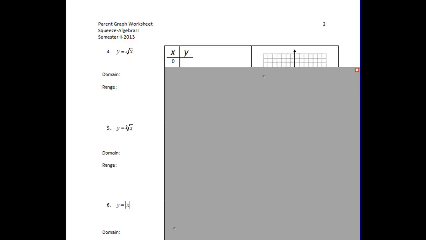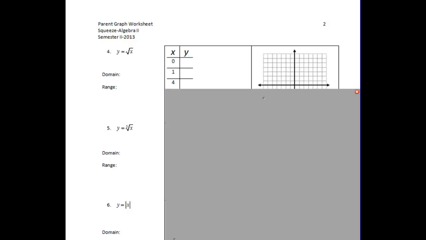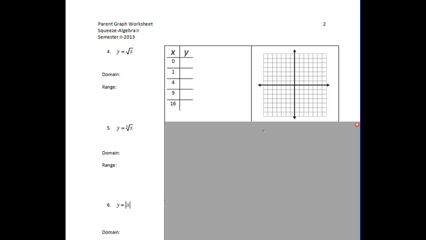So I'm going to make sure I pick good numbers, numbers that I can square root. Well, the first number I can square root is 0. The next one I can square root is 1. Next one is 4, and then 9, and 16. So those are my good square rooted numbers. Those are the numbers that square root out to be whole numbers. So we know when we plug in the square root of 0, we get 0. Square root of 1 is 1. Square root of 4 is 2. Square root of 9 is 3. And square root of 16 is 4.